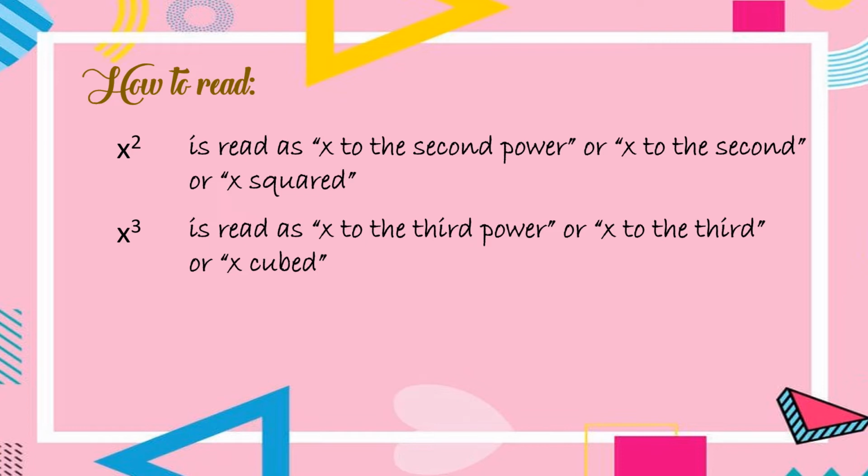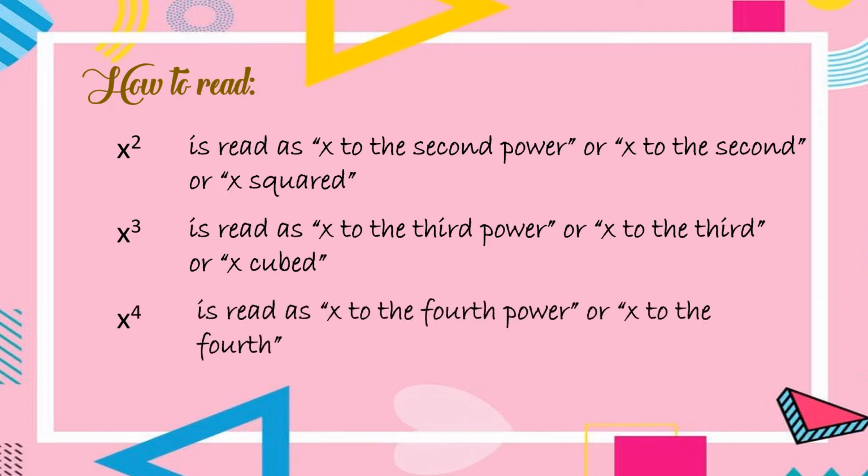Then, if we have 4 as the exponent, it is read as x to the fourth power or x to the fourth. So, ang next na dyan, it can be x to the fifth, x to the sixth, x to the seventh, and so on.